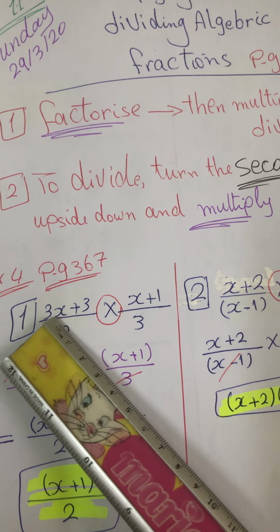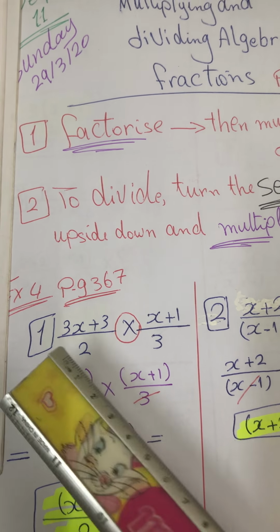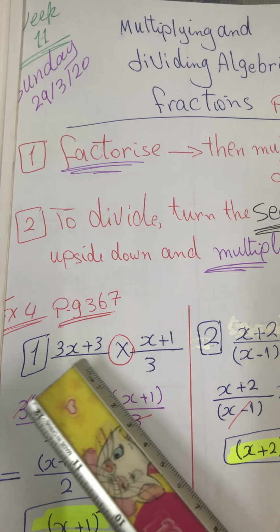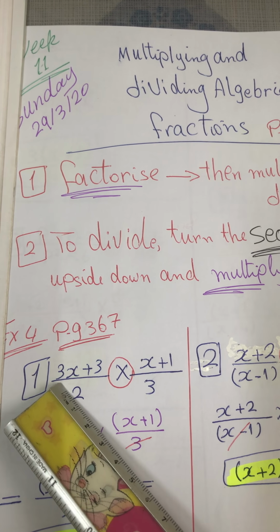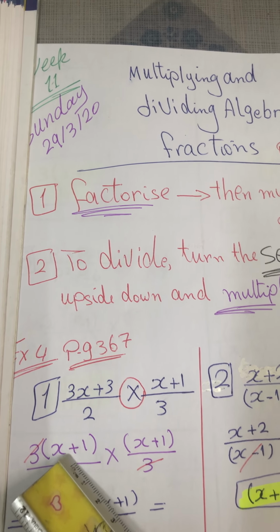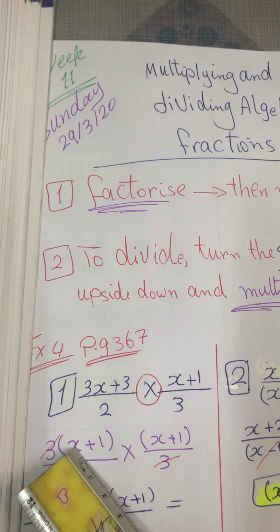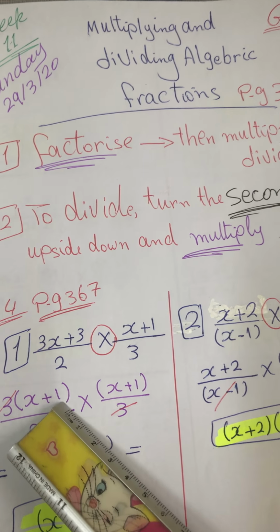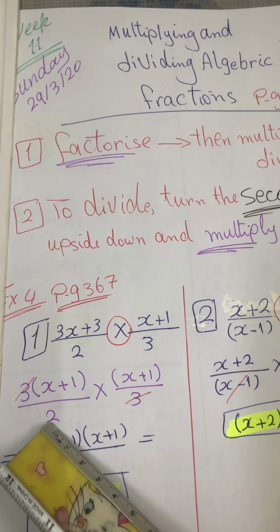In question number 1, we have the fraction (3x plus 3) over 2 multiply (x plus 1) over 3. We can multiply the numerators together and denominators together, but if you can factorize any one of them, do it. I can factorize here 3x plus 3. I'll take 3 as a common factor and open brackets. 3x divided by the common factor equals x. Cancel 3 with 3, gives me 1. And plus 3 divided by 3 equals 1. Please, equals 1, not 0. Take care.